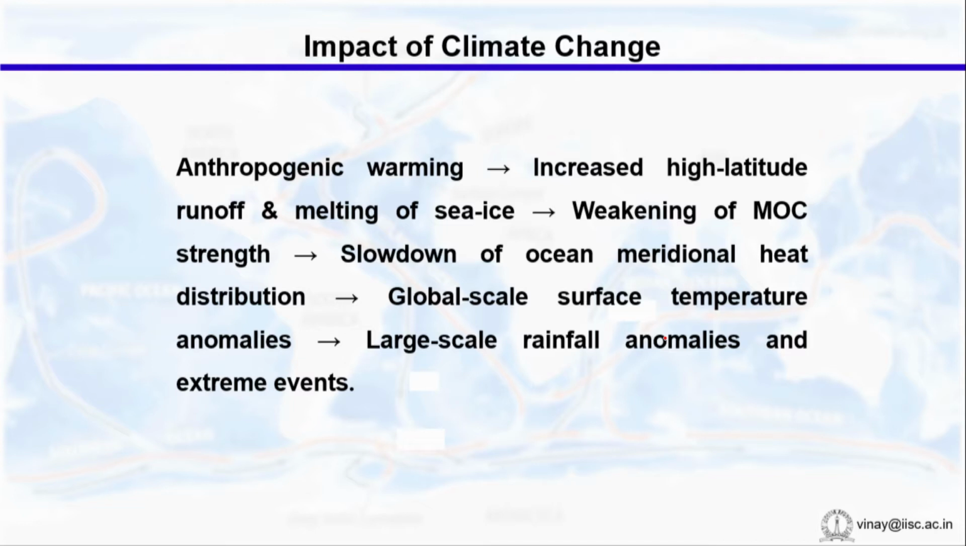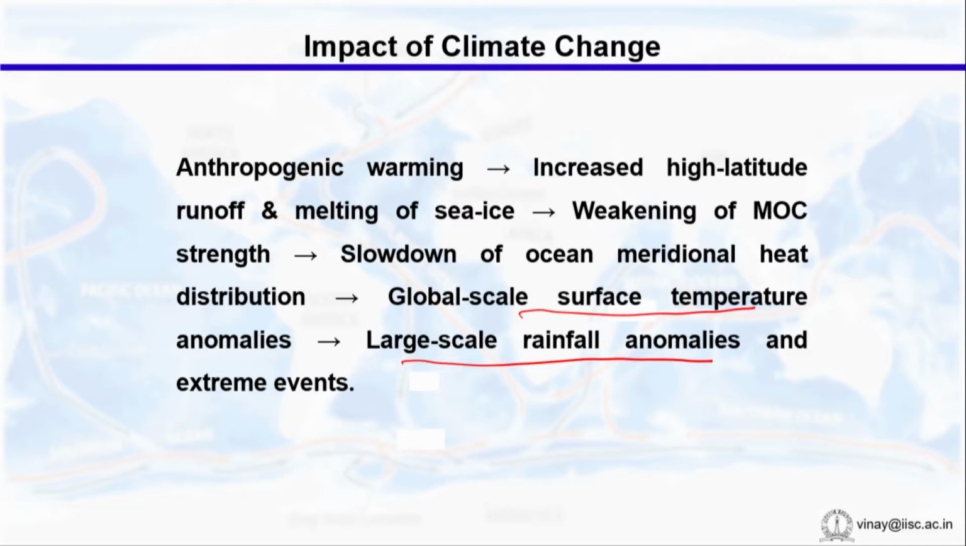global oceans would change. Now, the atmospheric processes are controlled to a large extent by the changes in sea surface temperature. If the sea surface temperature increases, there is a possibility of larger rainfall in those regions. So, changes in global sea surface temperature anomalies can lead to changes in large scale anomalies in rainfall, and this can also lead to extreme events.